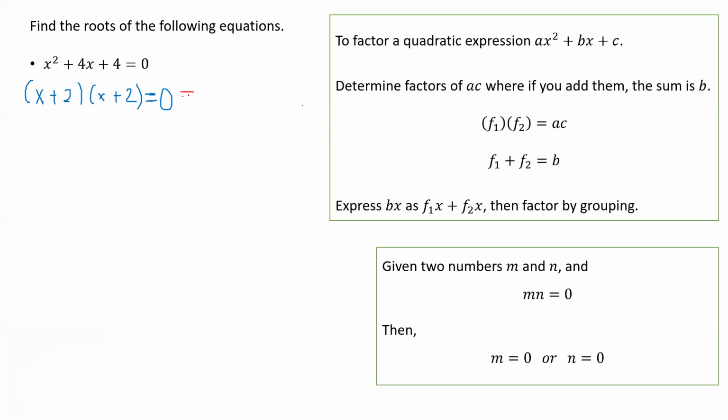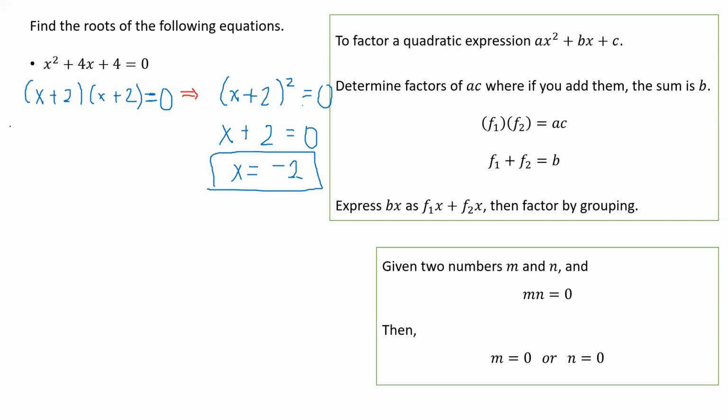And since these are both the same, x plus 2 and x plus 2 are the same expression, we can just write it as x plus 2 quantity squared is equal to 0, right? And here, we can say that x plus 2 is equal to 0, and the root for this equation is x is equal to negative 2.